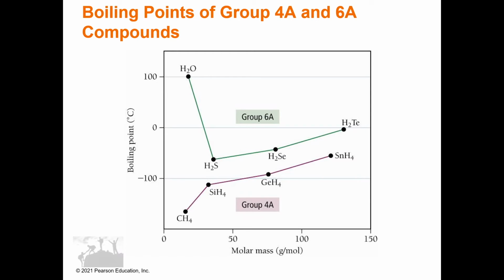Let's take a look at the compounds that are formed with hydrogen and the elements found in groups 4A and 6A. We could see here in group 4A, as molar mass increases, the boiling point also increases. We could see that in part of group 6A, the anomaly here is water. And that's because water can exhibit hydrogen bonding and not just London dispersion and dipole-dipole.